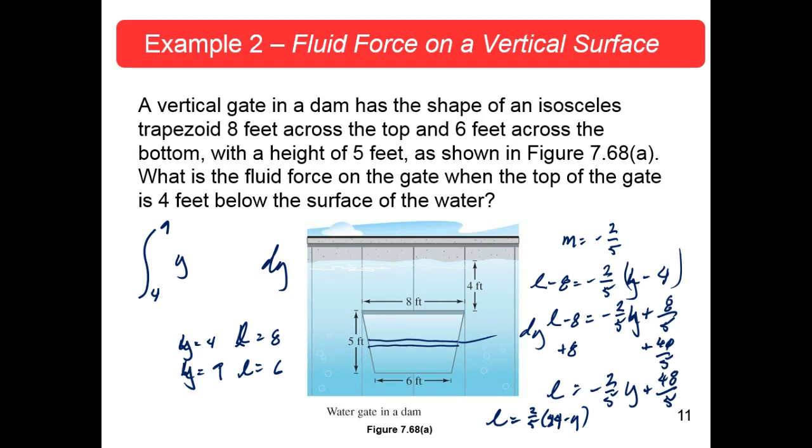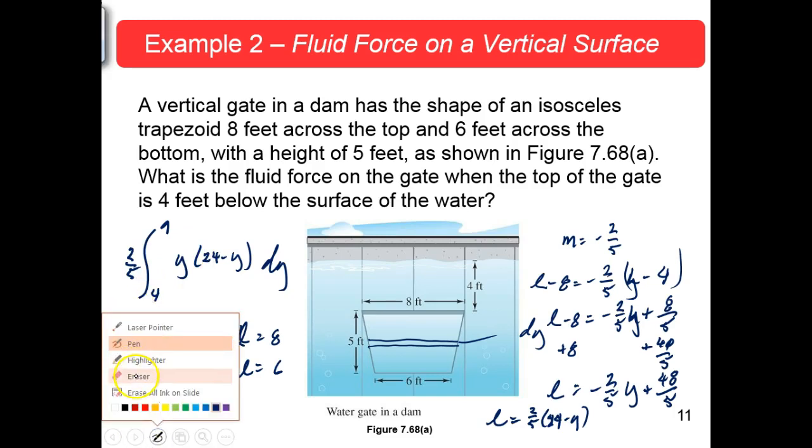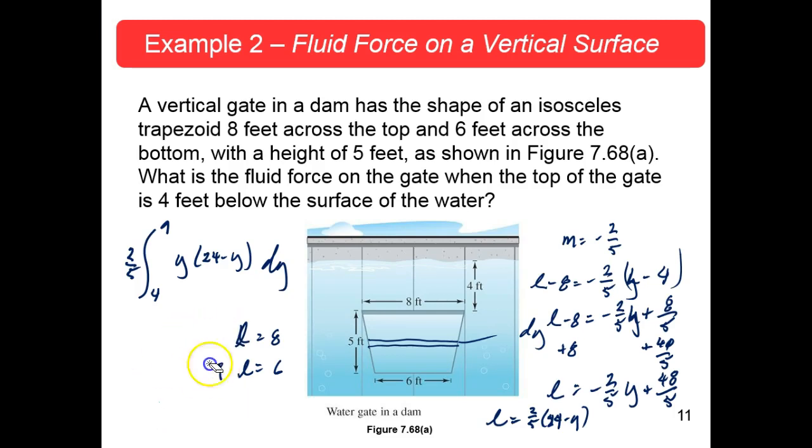Let's see if we get the same answer. I think we should. But let's just see. So we'll have the 2/5 out front. If you prefer it, do it the way the book did. And 24 minus y. Okay? Well, let's multiply that through before we do our integration. So that would be 2/5 times the integral from 4 to 9 of 24y minus y squared dy.